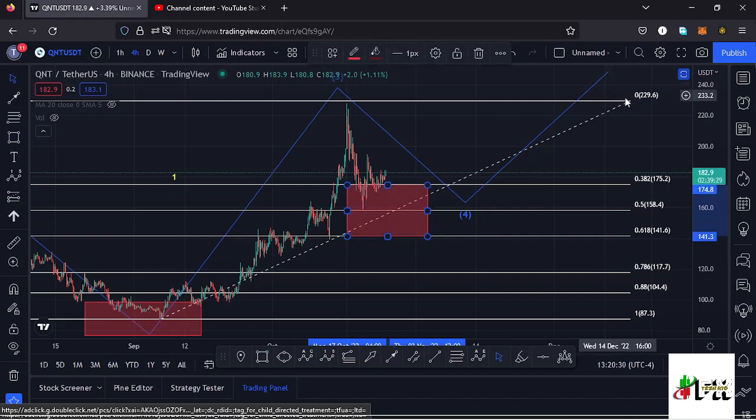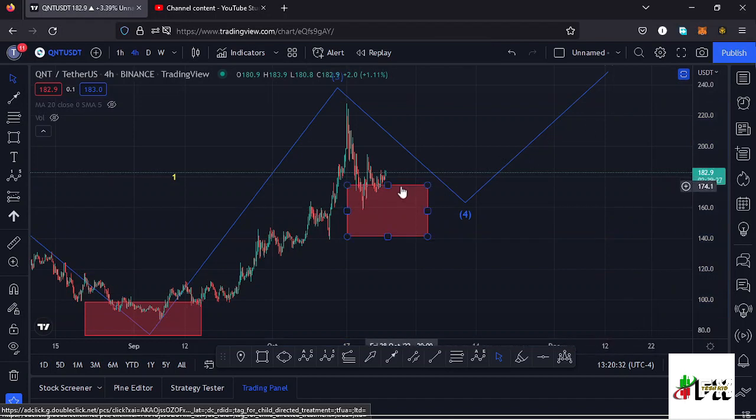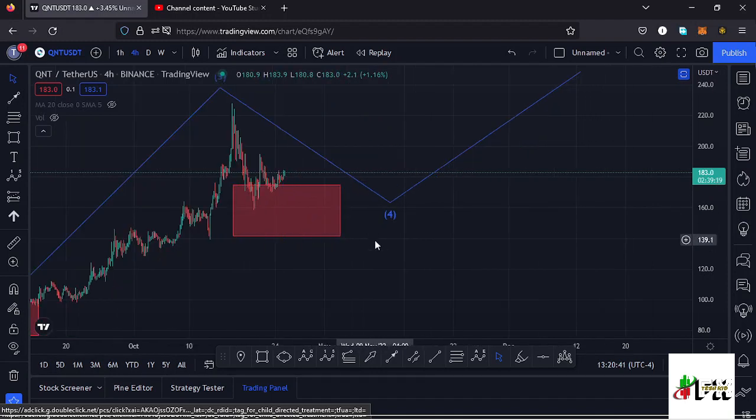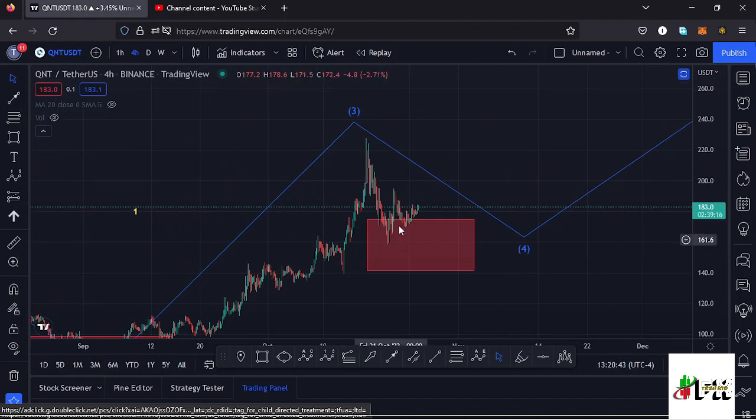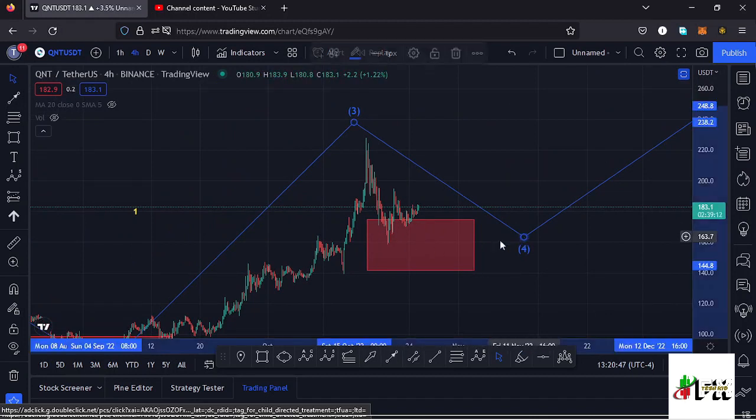Then removing the Fibonacci's, you can see that my target area lies between the $176.9 mark and the $142.7 mark, and you can see we have continued to retrace into this target area, and there is a possibility that we have not yet made the low for that fourth wave right here.